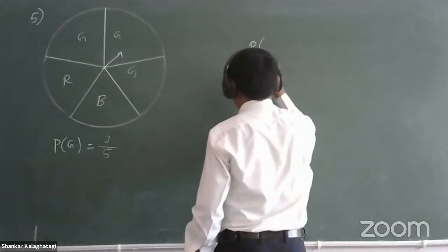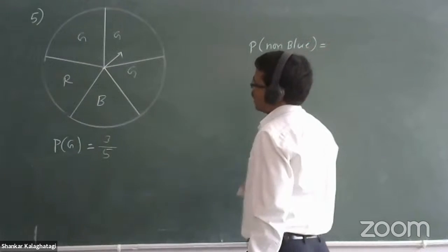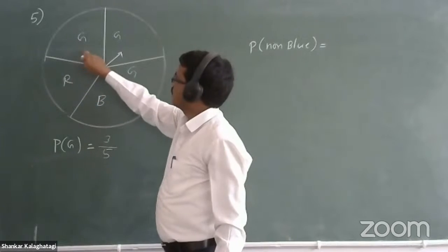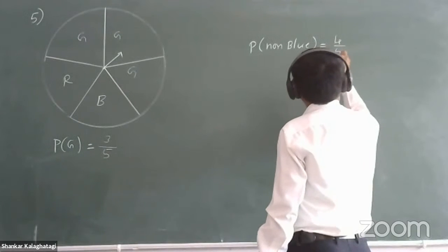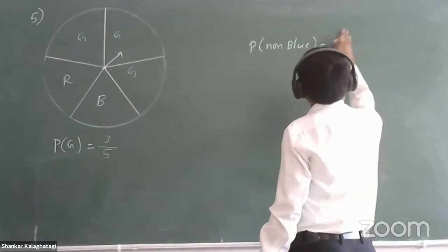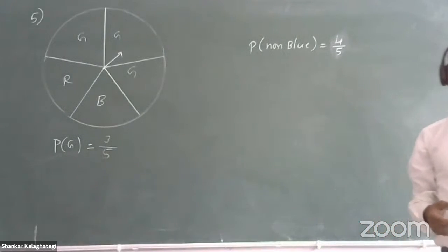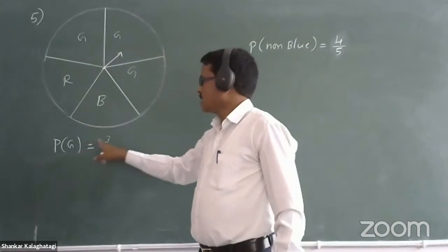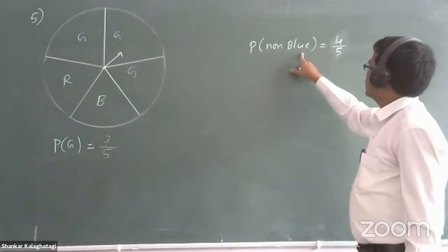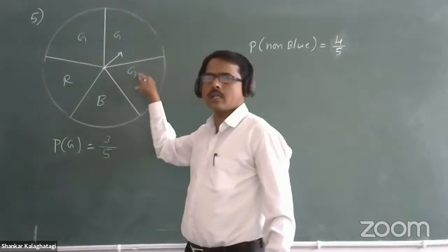Probability of getting a non-blue sector. Non-blue means leaving this blue. How many are there? 1, 2, 3, 4 are there. So this is 4 by 5. Cancel 2? Not possible. It is 4 by 5. This is the answer. Over, this much. Probability of getting a green sector is 3 by 5. Probability of getting a non-blue sector is 4 by 5. Non-blue, leaving blue, how many sectors are there? 1, 2, 3, 4. So it is 4 by 5.